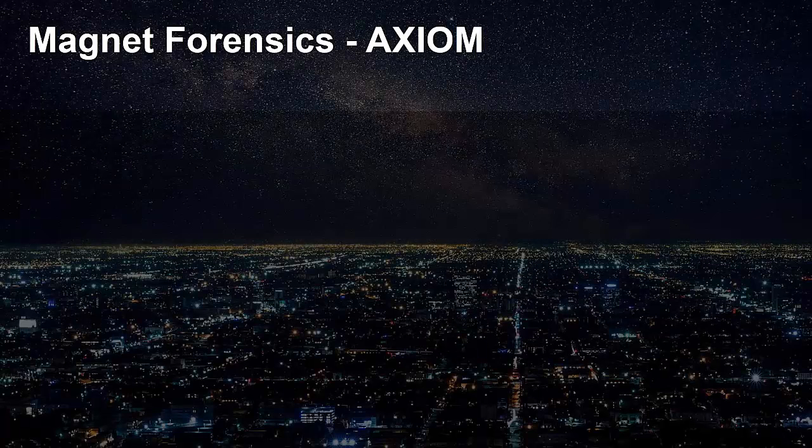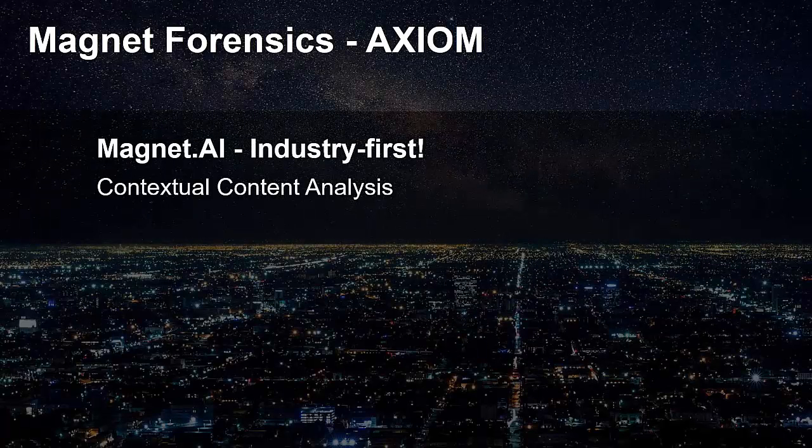So one of the other features that we've added, and we're quite proud of this within Axiom 1.1, is Magnet.AI, which is really an industry-first AI application when it comes to contextual content analysis. And we focused around chat messages themselves. Again, you can see a theme around chat emerging because we recognize the importance of chats to a lot of cases. And so what we've done is we've looked at chats that contain luring messages. Certainly we recognize that that's a big focus within child exploitation cases.